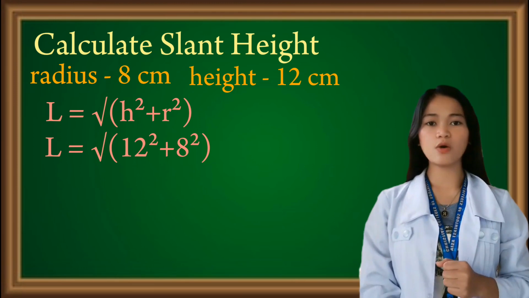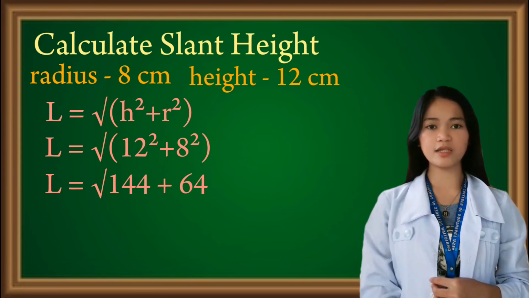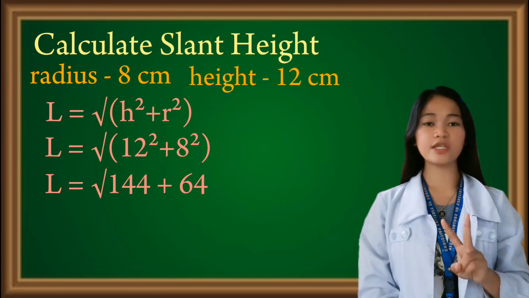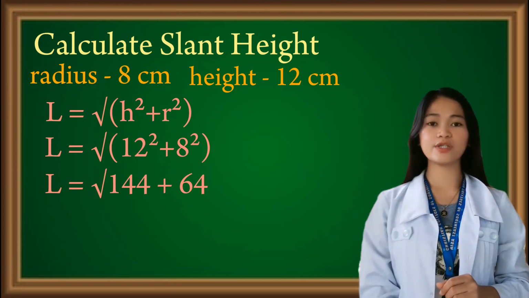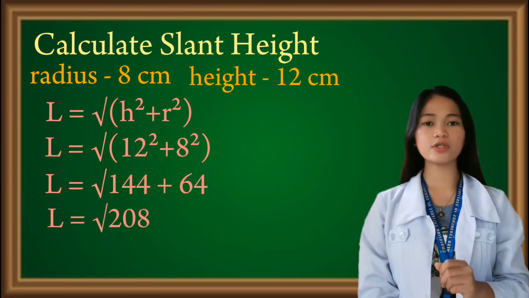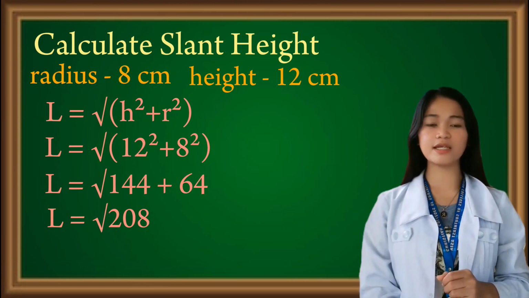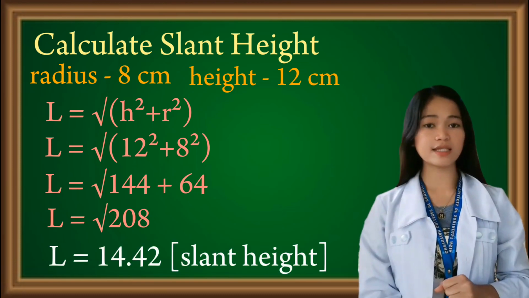12 squared or 12 times 12 equals 144 and 8 squared or 8 times 8 equals 64. And now we will add these two numbers. 144 plus 64 equals 208. So L equals the square root of 208, and the square root of 208 is 14.42. So L equals 14.42, and that is the slant height.